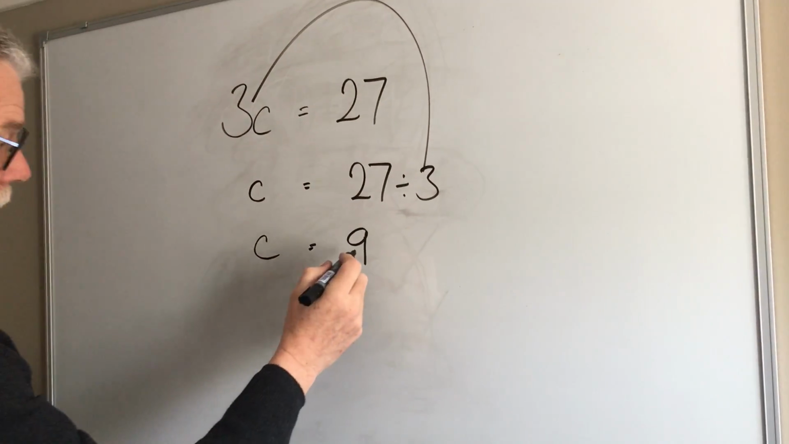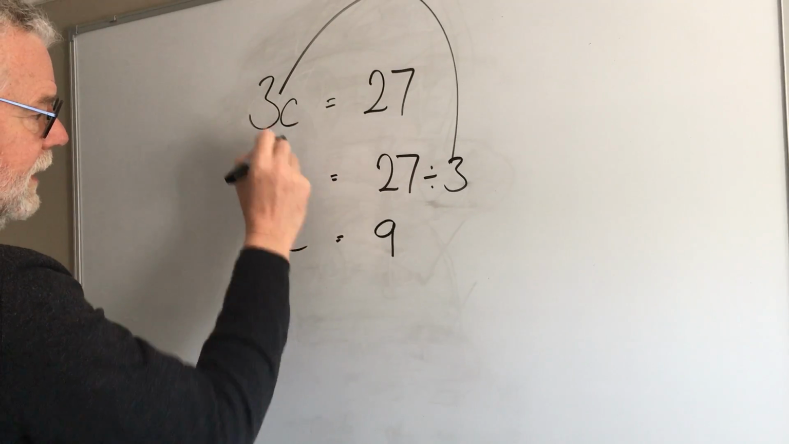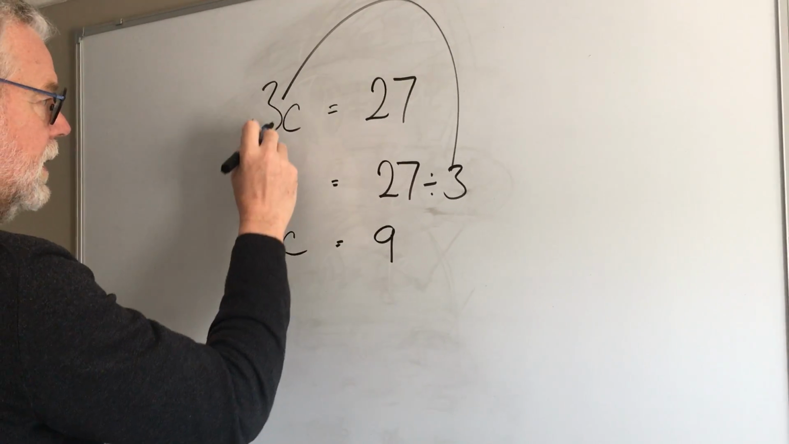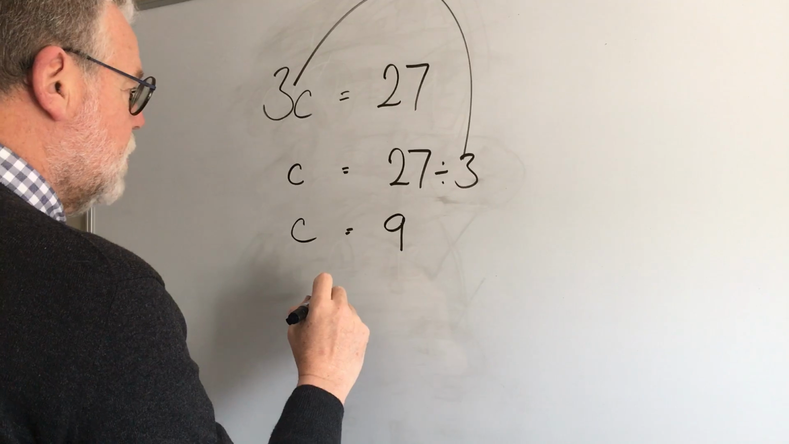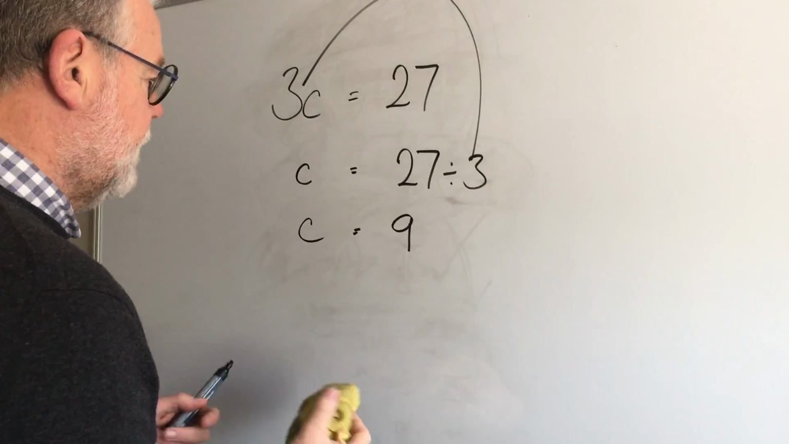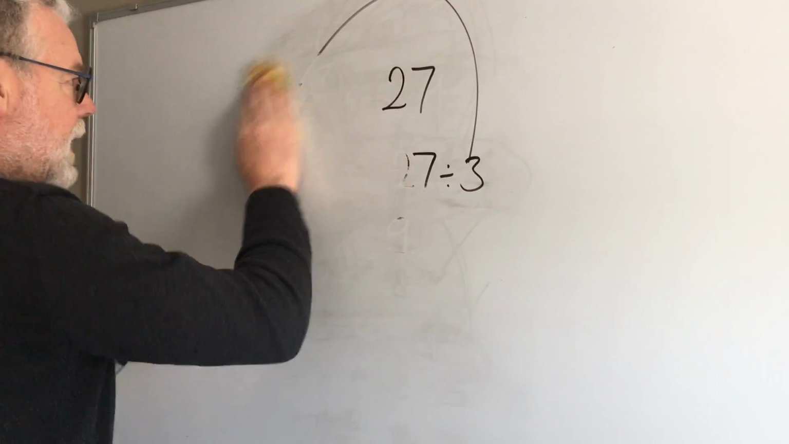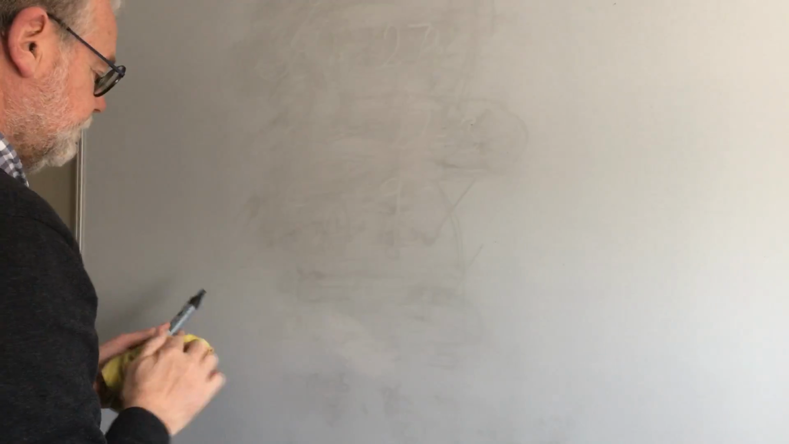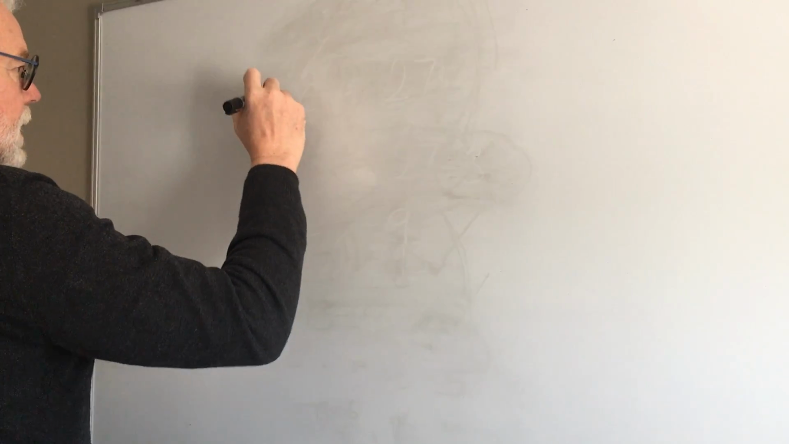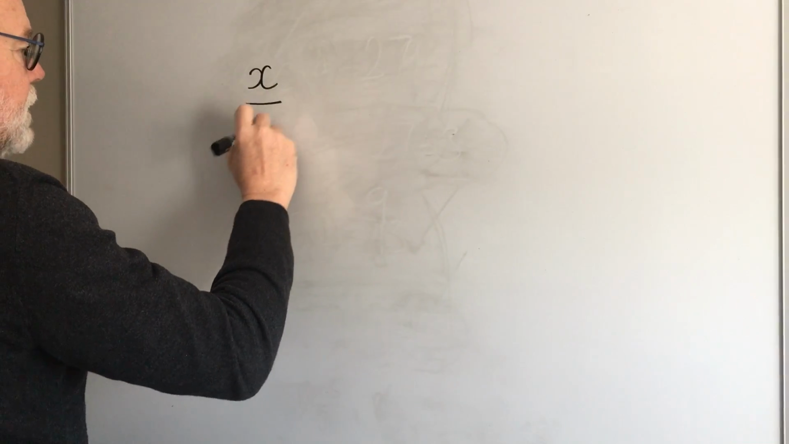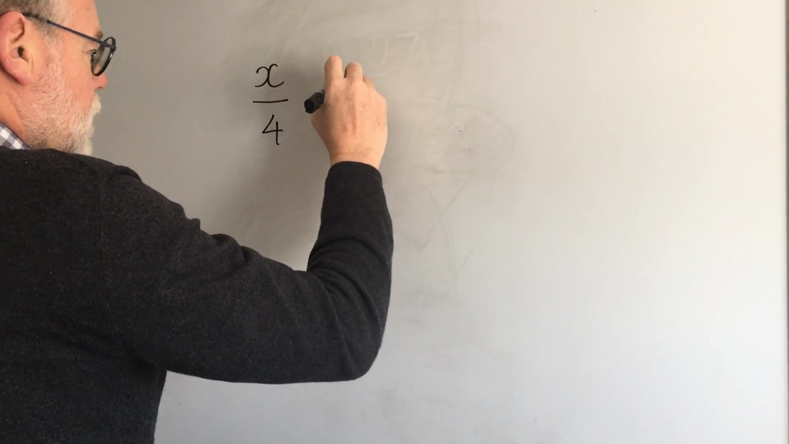How do we know? Let's put it back in. Let's substitute the value of c with 9. 3 times 9 is 27. And there we know we've solved the equation. And the last one, if we had something like x divided by 4 equals 7.